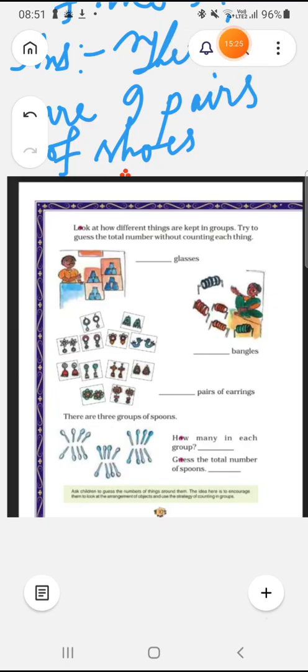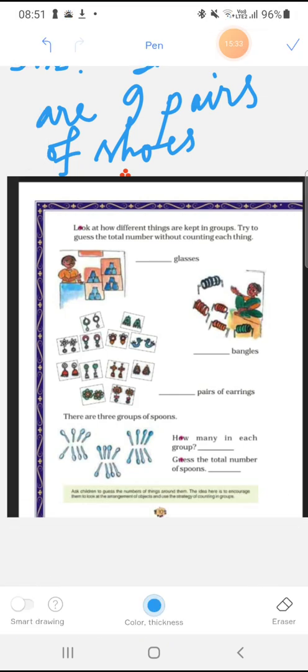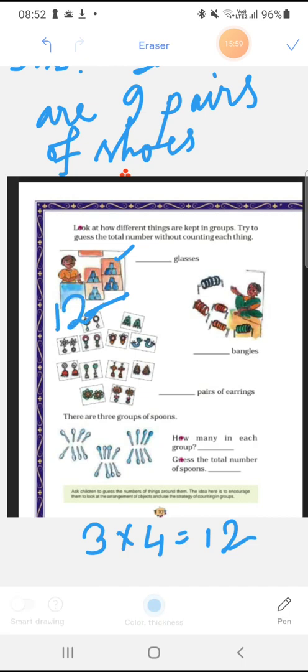Now students, let us see the next page. Look, different things are kept in groups. Try to guess the total number without counting each thing. So not 1, 1, 1, not in this way we will count. How to count? Here how many are there? 3. So how many groups of 3 are there? 4. So we know that 3 into 4 equals how much? 12. 3 fours are 12. So the answer will be 12.